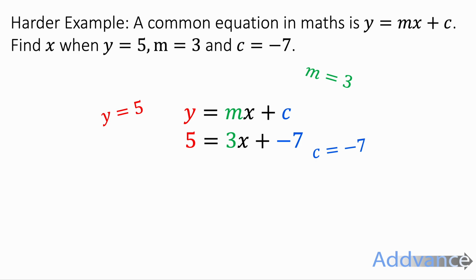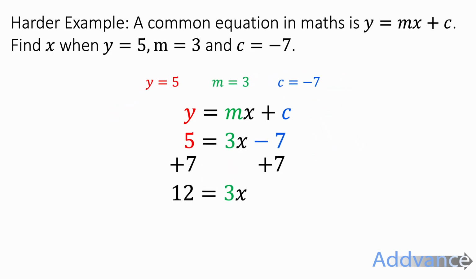We now have 5 equals 3x plus minus 7. That's the same as 5 equals 3x minus 7. Remember, if you're adding a negative number, it's just subtracting that number. We get rid of the minus 7 by adding 7 to both sides, and we get 12 equals 3x. And now we divide by 3 because that's the opposite of times by 3, and we get 4 is equal to x, or x is equal to 4. And again, we've got the correct answer there. We have found the x given the y, the m, and the c. And that is substitution in action.